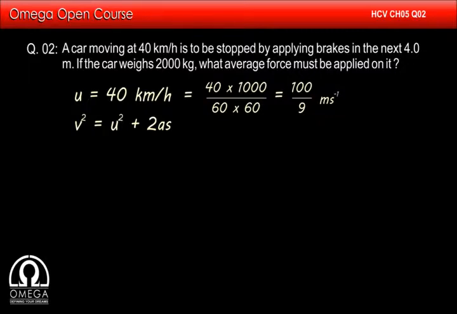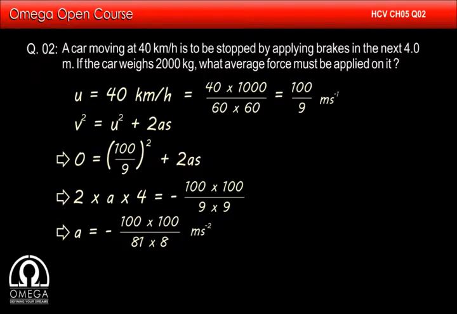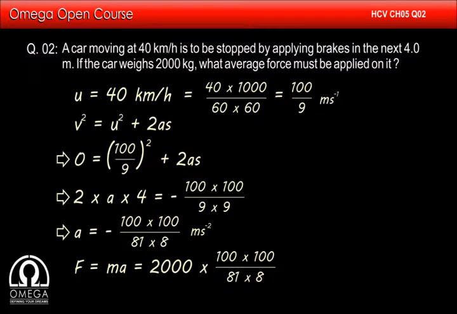Putting the values, we get 0 is equal to 100 by 9 whole square plus 2AS, which implies 2 into A into 4 is equal to 100 into 100 divided by 9 into 9, or A is equal to 100 into 100 divided by 81 into 8 meters per second square. The negative sign here implies that the acceleration of the car must be in direction opposite to the direction of motion. Now the force applied is equal to mass into acceleration. Putting the values, we get 2000 into 100 divided by 81 into 8. That is 30,864 newtons, or 3.1 into 10 to the power 4 newtons.